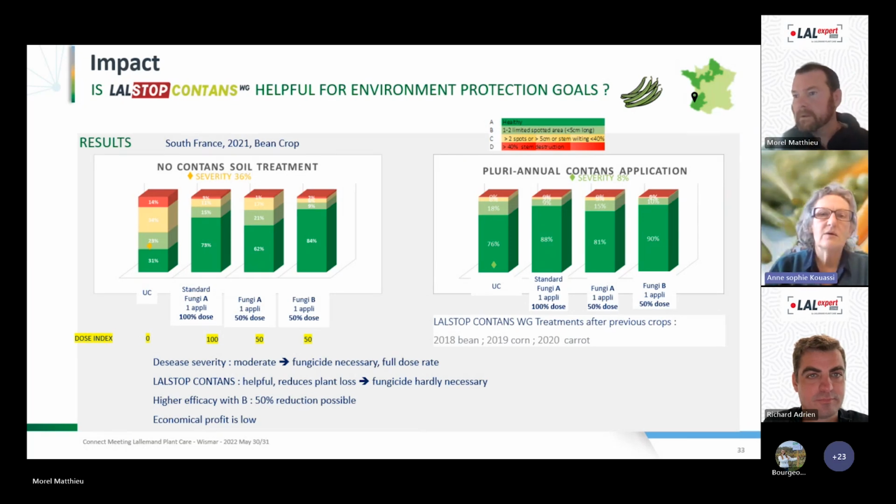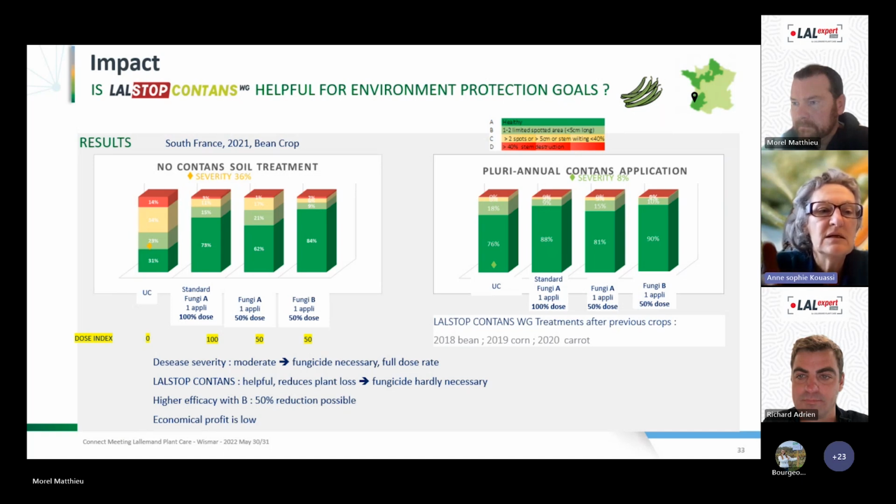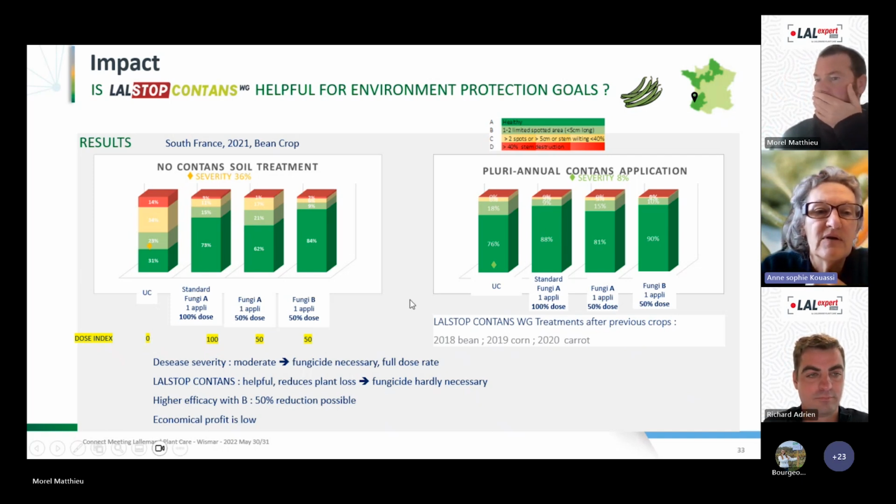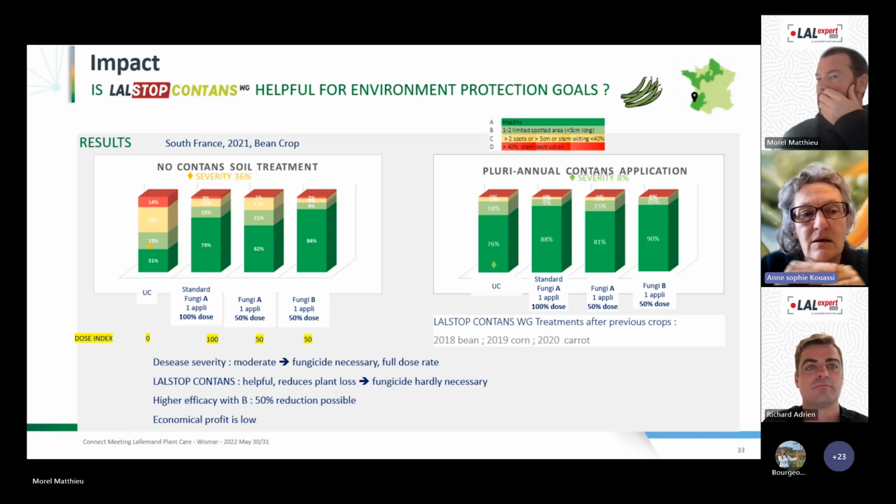So you can see this is the whole results of the one trial in 2021 on bean. On the left, you have the results of the small plot trials. And you can see that besides the control, fungicide programs were rather efficient, but when you divide the dose rate by two with fungicide A, you have a lowering of efficacy. But with fungicide B, you can divide by two the dose rate, and you can reach the same efficacy as the full program A.